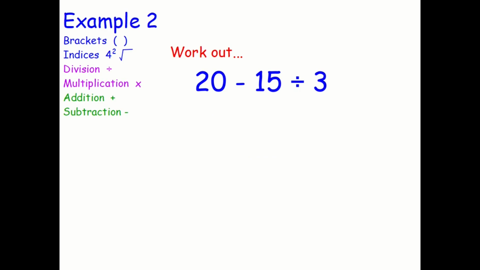Example number 2. Work out 20 take away 15 divided by 3. Okay, what have I got? Have I got any brackets? No. Have I got any indices? Not on this occasion. I have a division though, so I'm going to do that. 15 divided by 3 is 5. Then I'm going to put back into my sentence the numbers I have up here. And I'm going to read from left to right like a book, and 20 take away 5 is 15.